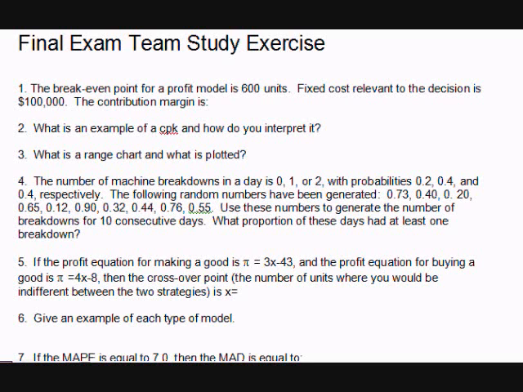All right, first, let's take a look at the first problem here. The break-even point for a profit model is 600 units, and fixed cost is $100,000. So what's the contribution margin? We know that we have to make 600 of these things just to break even. So how much is each one contributing to profits? It's a real simple problem here, and we'll just do it.